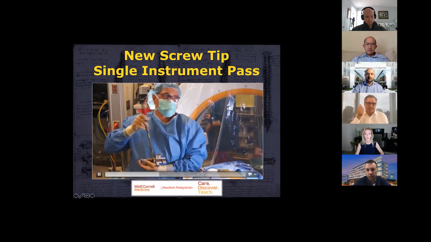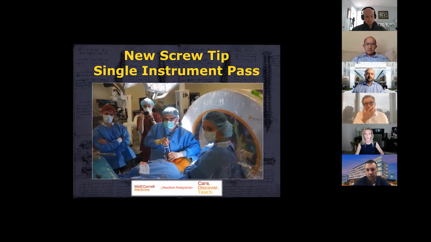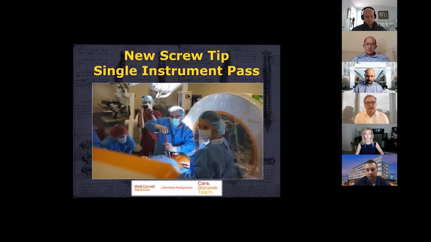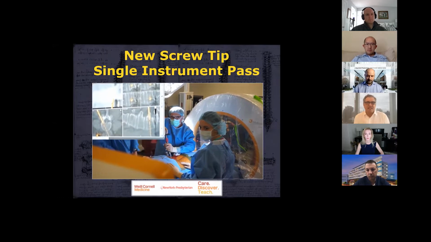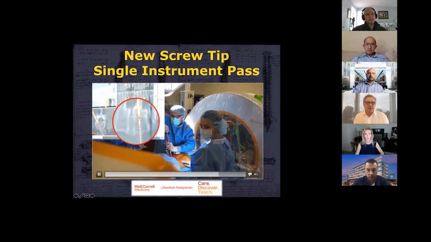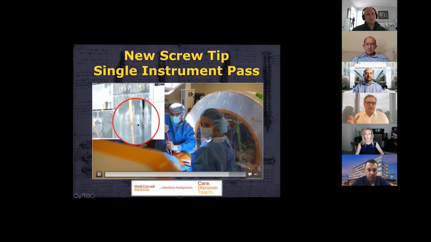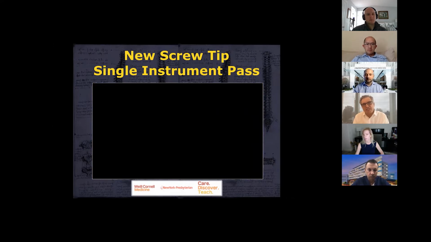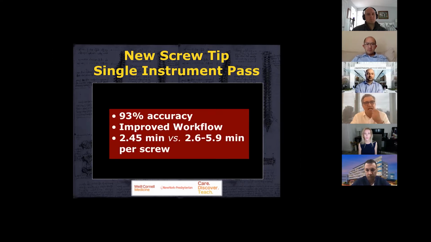Obviously, at the beginning of the case, you have to calibrate, and then you make the skin incision, and you go straight down into the pedicle. You tap, and then you screw the screwdriver, and you can see here the pedicle screw goes straight in. Sometimes you have to tap a little bit harder. If the bone is really hard, there's also a navigated tap that's separate that you can use. But for the most part, this works really well, and it's cut down the time for each pedicle screw significantly.